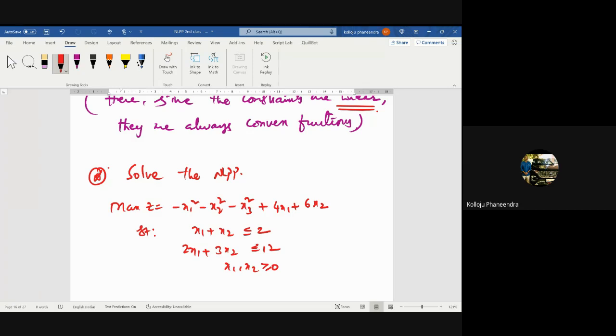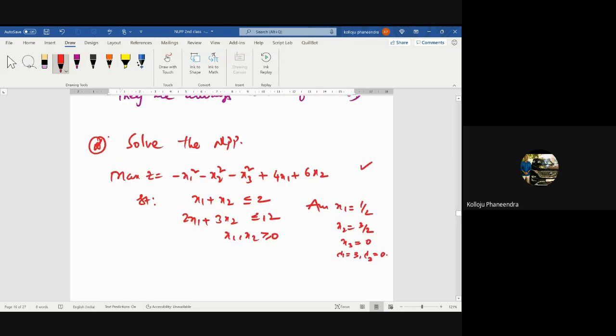And I will give the solution. x1 equal to 1/2, x2 equal to 3/2, x3 equal to 0. Since two constraints are there, we have two lambdas. Lambda 1 equal to 3, lambda 2 equal to 0. Okay. If you solve this problem, if any doubts, it will be clarified for you. Okay. Any doubts?